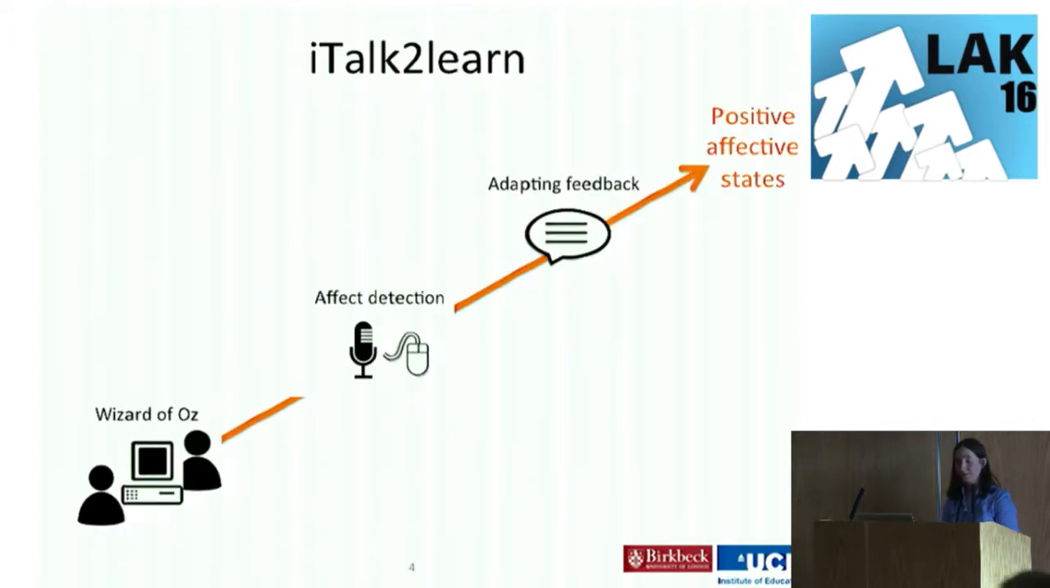So in this talk, I will provide an overview of how we developed affect-aware support that was part of a learning platform that we developed in a European project called iTalk2Learn. The learning platform enables natural interaction through speech, and that speech is used to detect affective states. Then based on those affective states, we were able to adapt feedback in order to enhance students' affective states and to move students from negative into positive affective states in order to enhance learning.